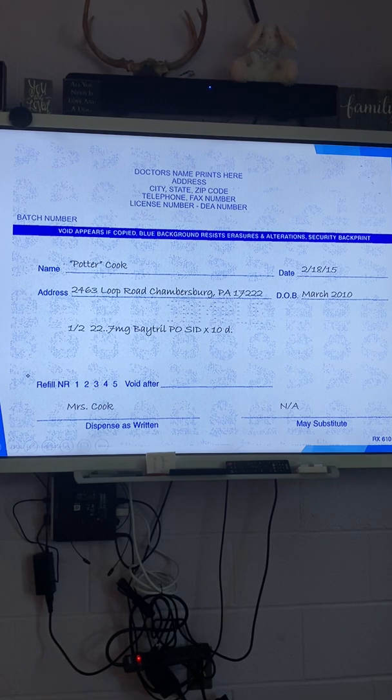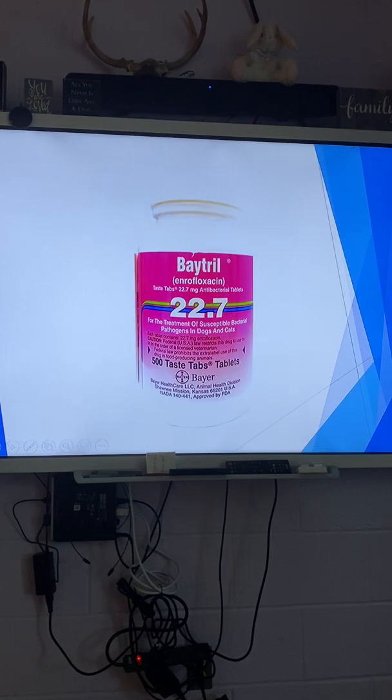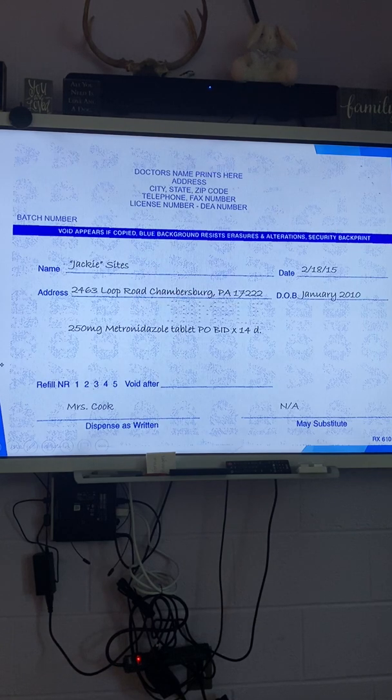Okay? All right, so this was 22.7 mg Baytril, and that's what you're going to find on the cabinet. I mean, there's 62.5, there's all different kinds. 5 tablets. All right, Jackie, 250 milligram metronidazole, PO, BID for 14 days. Do we care about the 250? Not right now. Not for the directions. So go ahead and do your math on that.